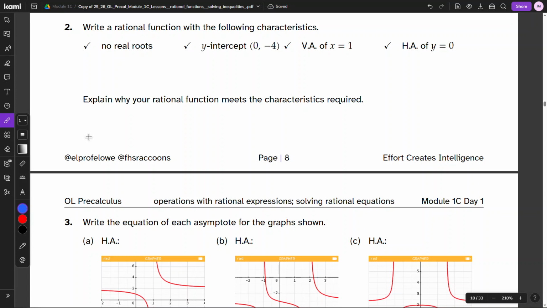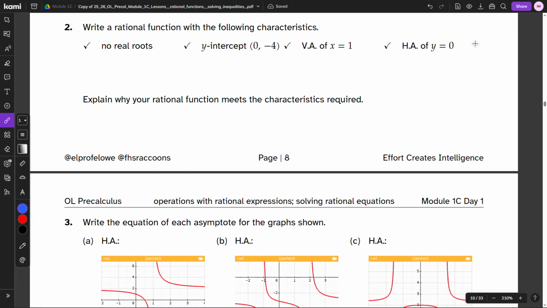Okay, so following some a little bit more difficult examples, let's look at a little bit more straightforward piece. For this practice problem, we want to write a rational function with the following characteristics. We have no real roots. Our y-intercept is at (0, -4). Our vertical asymptote is at x equals 1, and our horizontal asymptote is y equals 0. So let's take what each of those is telling us.